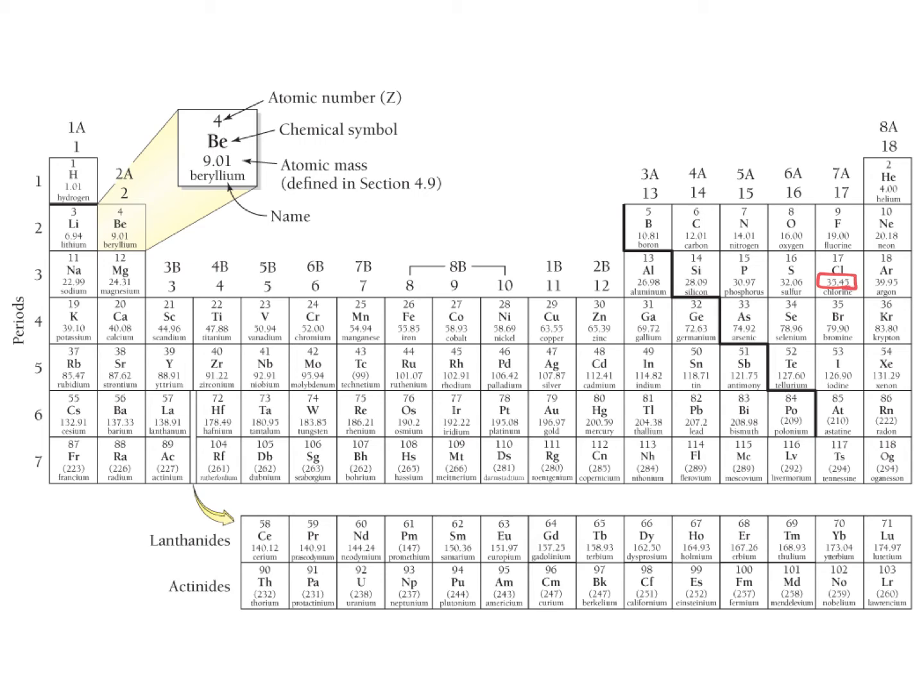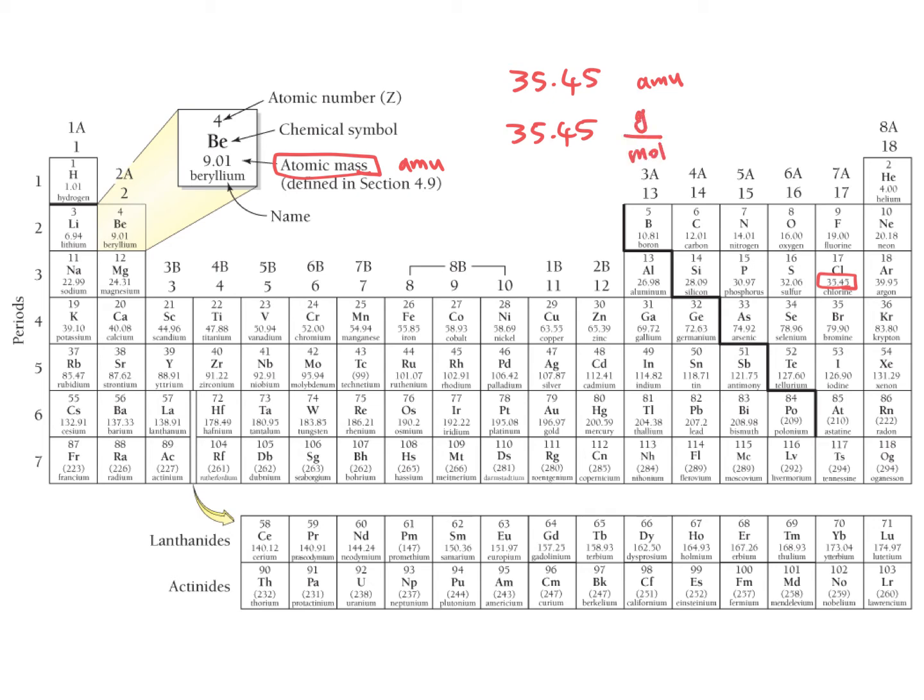So this number is atomic mass, and the unit is AMU, atomic mass unit, but it also is equivalent to molar mass. So it would be 35.45. This is atomic mass unit, right? And it is also molar mass, and the unit is gram per mole.